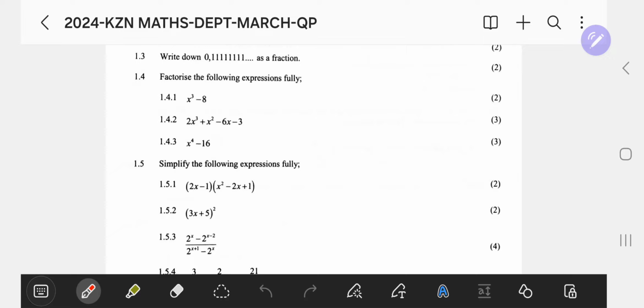Now we are on to 1.4.2. We are given 2x cubed plus x squared minus 6x minus 3. When you have a question with 4 terms in it and you're asked to factorize, immediately think of factorizing by grouping. So we will have to group this in pairs. We'll group 2 terms and another 2 terms together. Let's see how to do this.